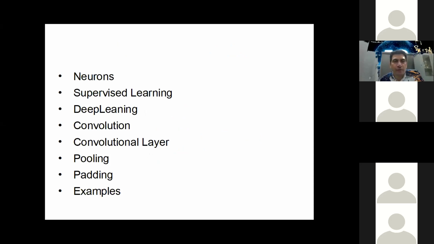So my flow will be, I'm sure our previous speakers might have gone through the basics of what neurons are, the meaning of supervised and unsupervised learning, what deep learning is, convolution layer, pooling, padding, and then I'll give some examples. Might be common with respect to all people.